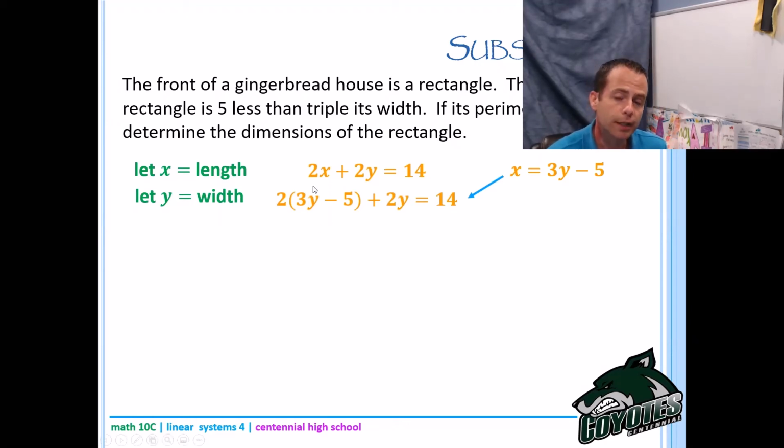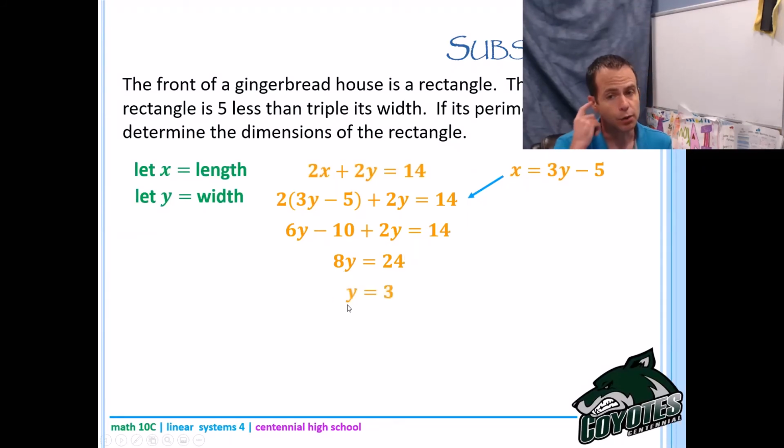So now over here, I need to solve for y. So I'm going to distribute the 2. 2 times 3y is 6y minus 10, 2 times negative 5. Okay, I'll combine like terms here. So I've got 6y plus 2y will give me 8y. I need to get rid of a negative 10, so I'll add 10 to both sides. That's where the 24 is coming from. Okay, and then to get y by itself, I'll have to divide both sides by 8. So y is 3.